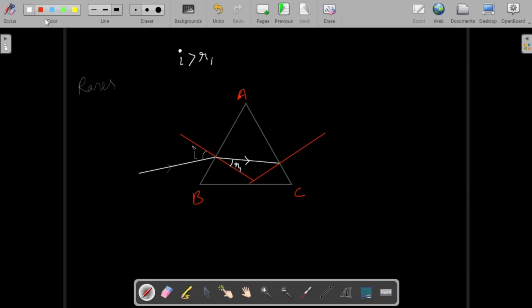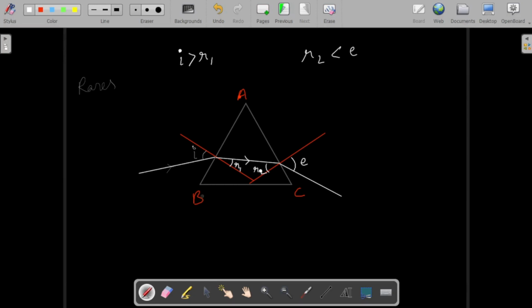Now see the ray of light which is following this path inside the prism. When it comes out from the denser to the rarer medium, it will go away from the normal, like this. It will follow this path. Now we can clearly see this angle. If I consider this angle as the emergent angle E and this one as R2, we can see that R2 is less than E. That means it is going from denser to rarer medium.